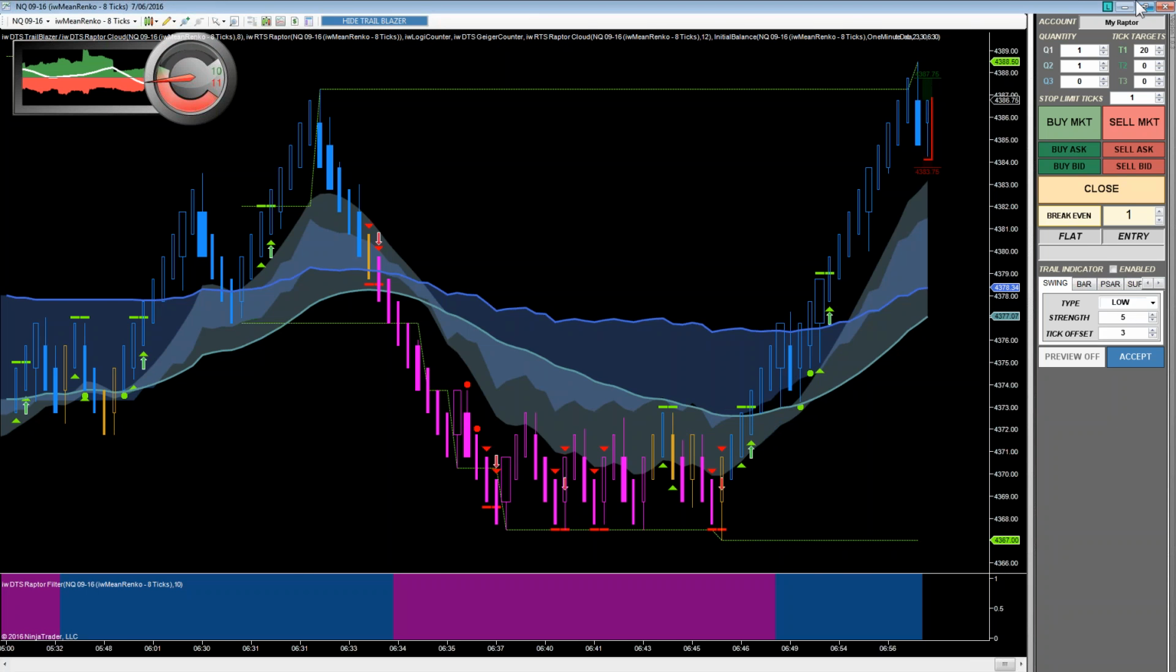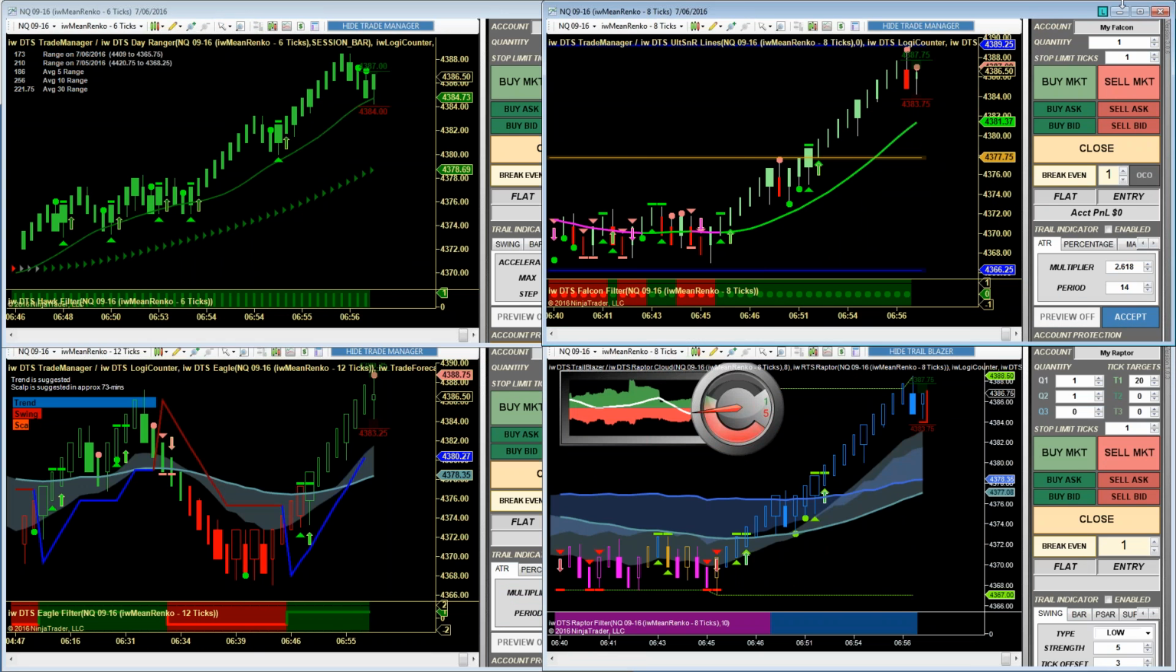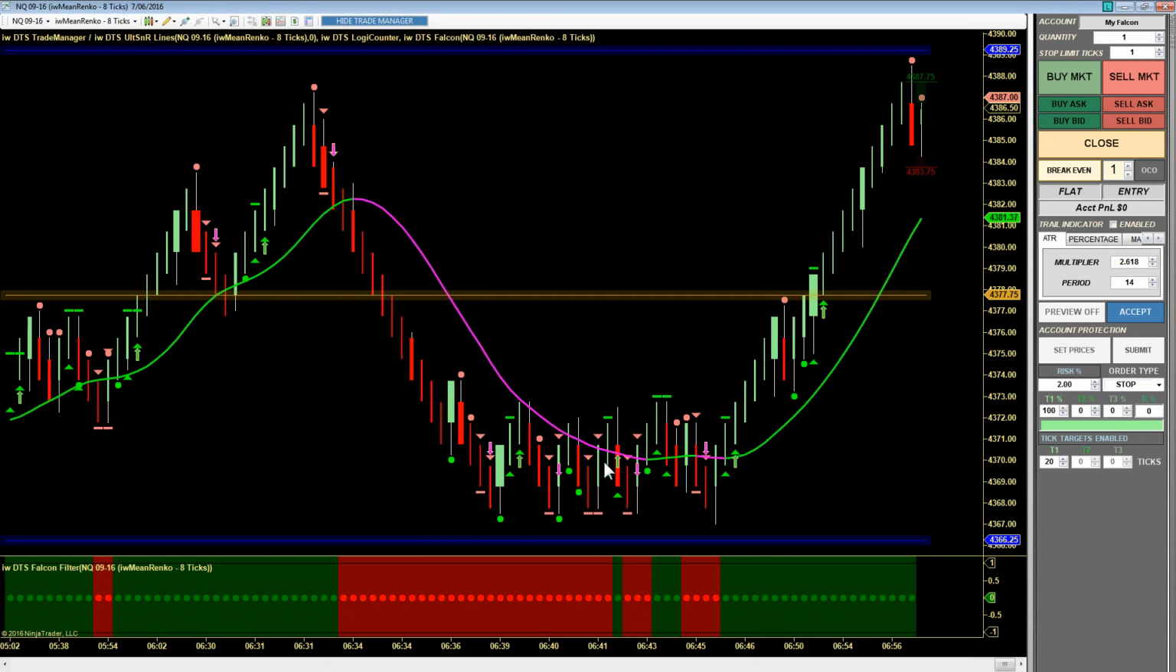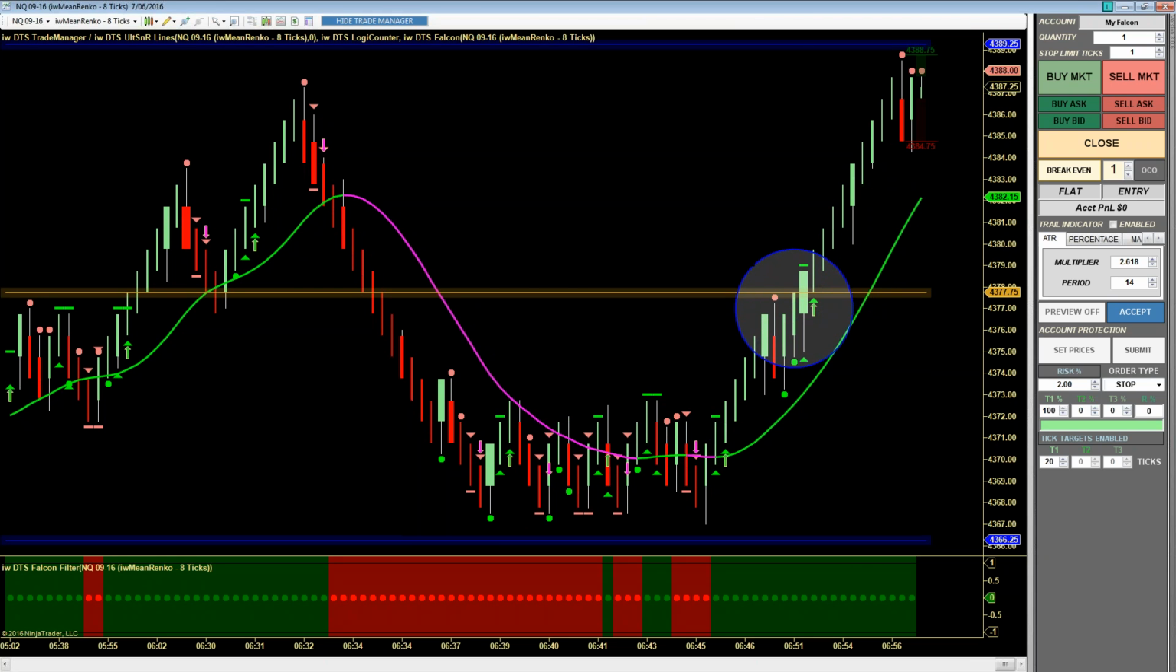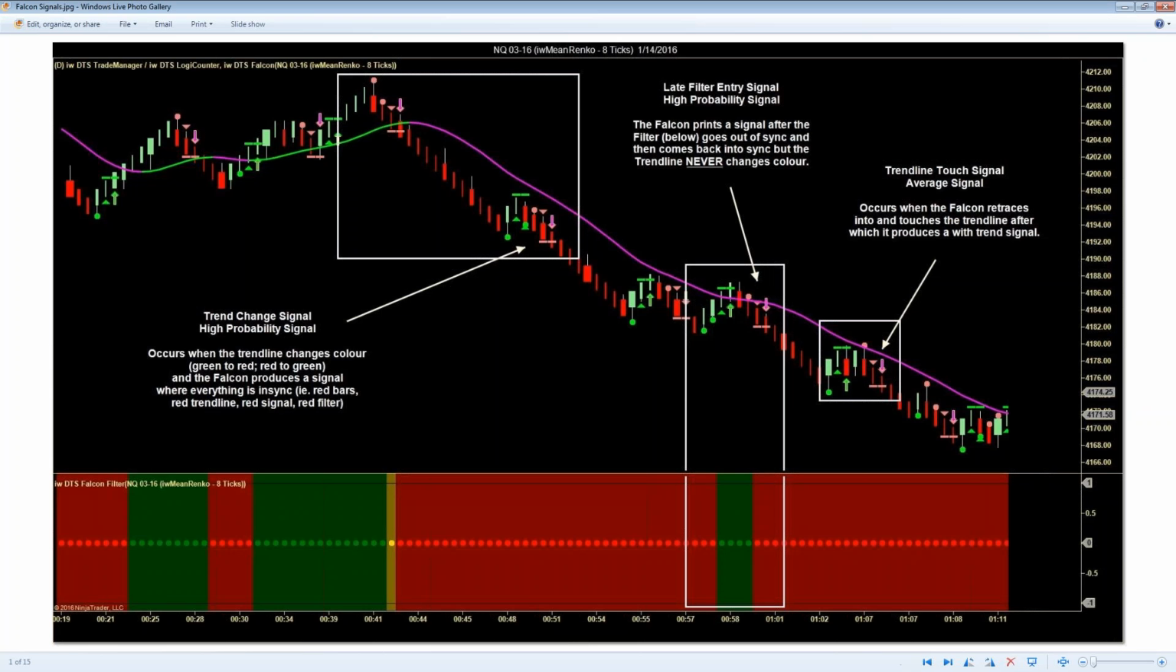All right, so I hope that clarifies things. You're going to see signals here on the other tools as well. For instance, here on the Falcon, this signal right here is one of our high probability signals. That's called the trend change signal for obvious reasons. See, trend change signal. Trend line changes color. It's essentially the first signal where everything is in sync. Very high probability signal.